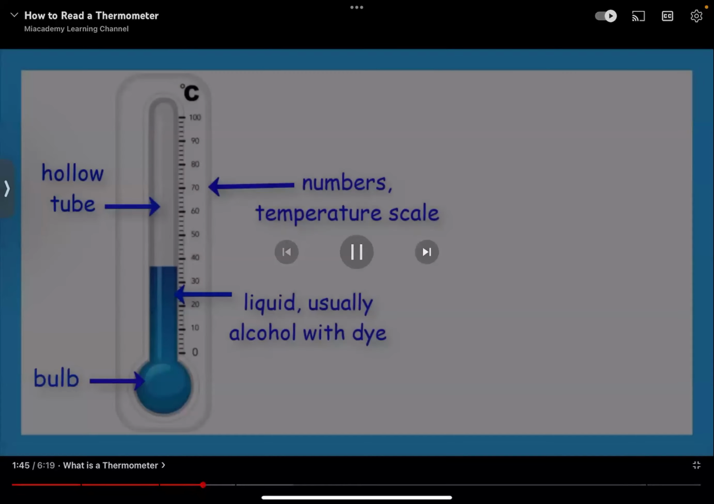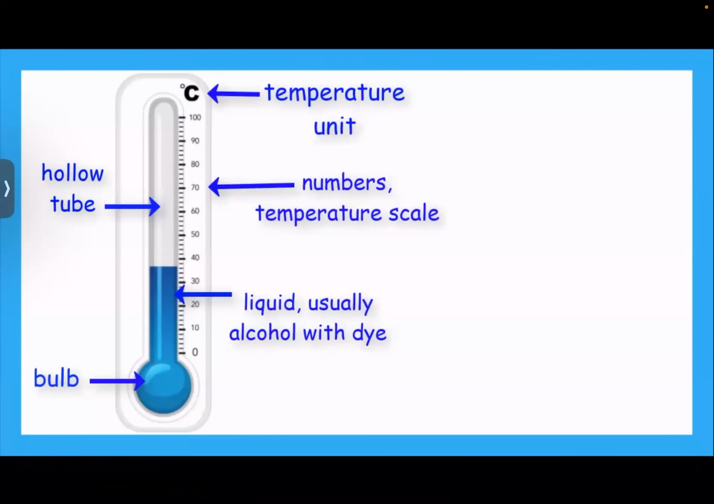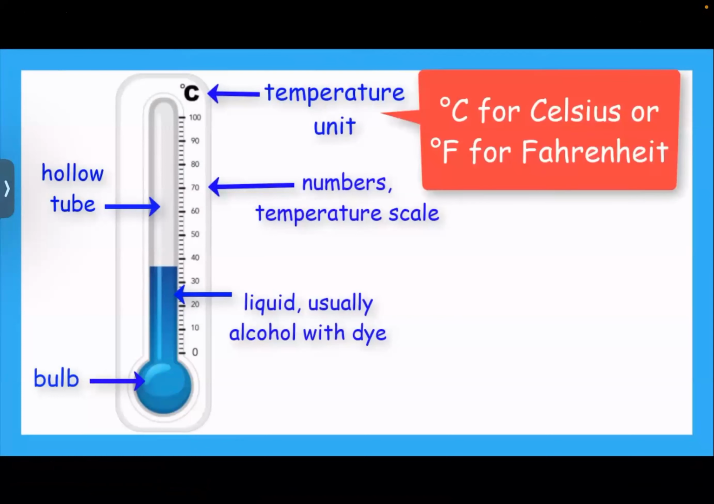Normally, there's a symbol at the top that tells you what units of temperature you are measuring. These units are normally a C for Celsius or an F for Fahrenheit. In the United States, we use Fahrenheit to describe temperatures, but most other countries use Celsius.